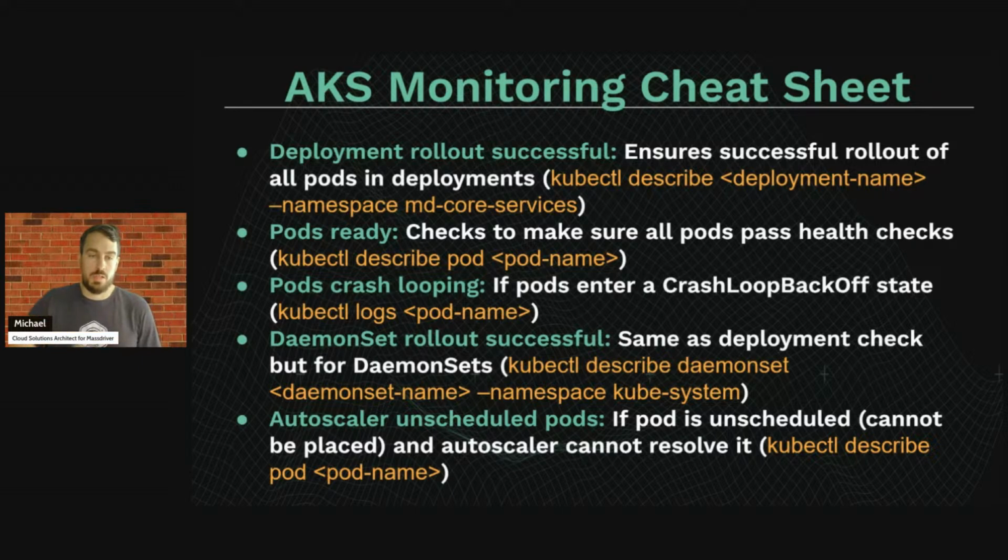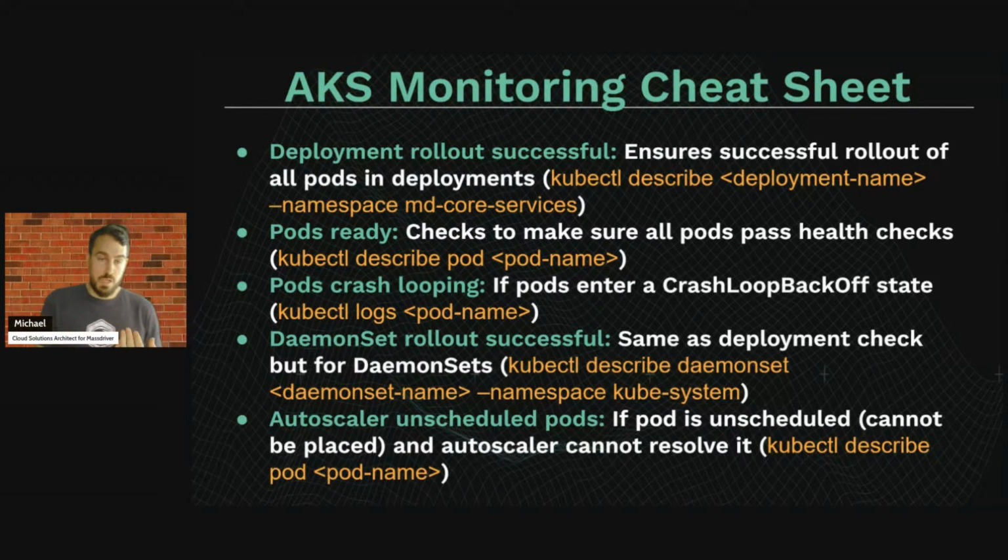So, deployment rollout successful. This ensures that the most recent configuration has been successfully rolled out to all of the pods running in deployments. This alert would trigger if that was not successful, in which case you would want to run a describe on the failed deployment. You can do that using kubectl get deployments and specifying the namespace, like empty core services or wherever it is. And then you can use kubectl describe deployment name and then specify the namespace.